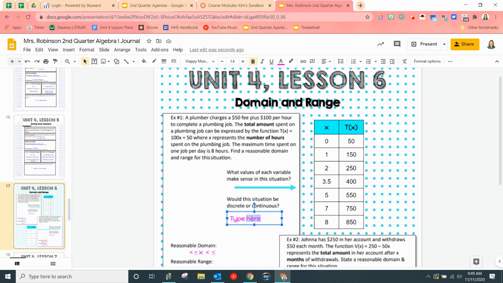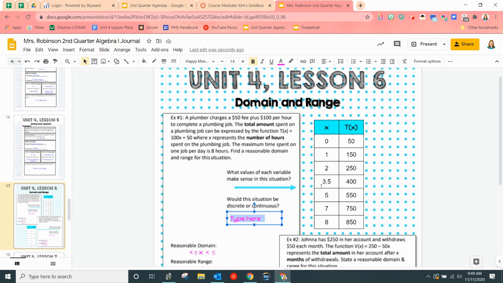So we have to decide now, is this continuous or is this discrete? Remember, discrete is something that can be counted. Can I count? Like he worked this one, this one, this one, this one, this one. Or is it continuous where it would have to be measured? It's kind of hard to tell. These problems are a little bit trickier, but let's think about it.